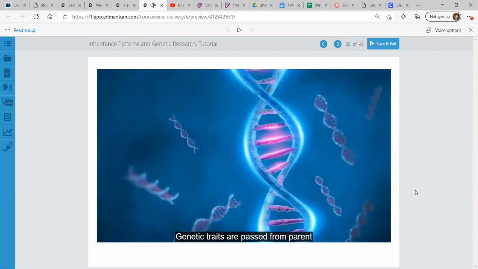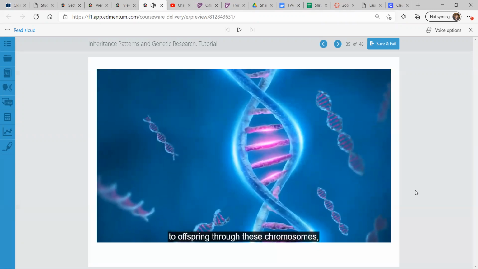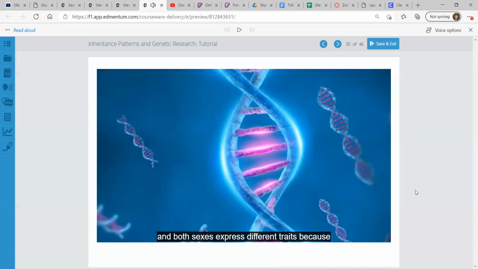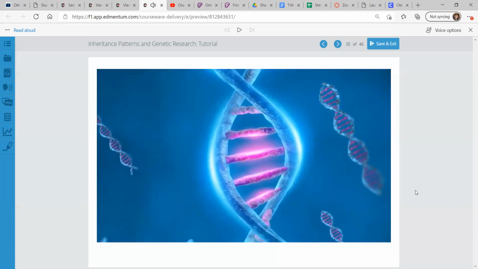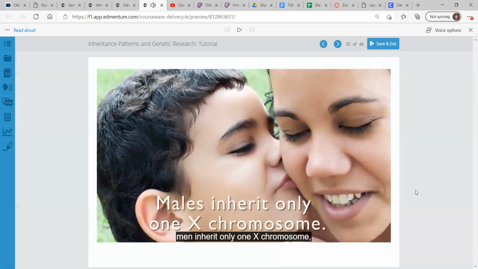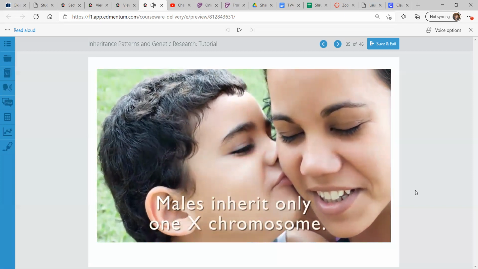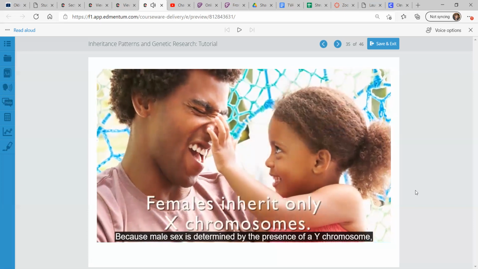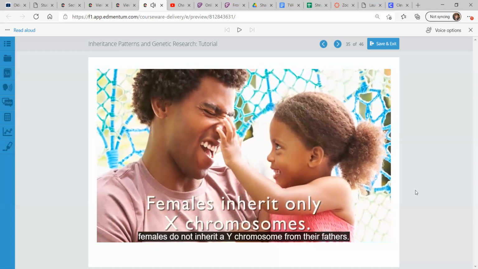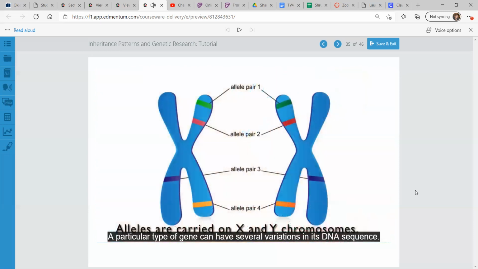Genetic traits are passed from parent to offspring through these chromosomes, and both sexes express different traits because of differences in their sex chromosomes. Men inherit only one X chromosome, while women will inherit two. Because male sex is determined by the presence of a Y chromosome, females do not inherit a Y chromosome from their fathers. A particular type of gene can have several variations in its DNA sequence. These different variations are called alleles. Some alleles are dominant and suppress recessive alleles.